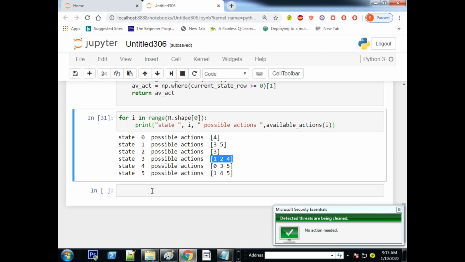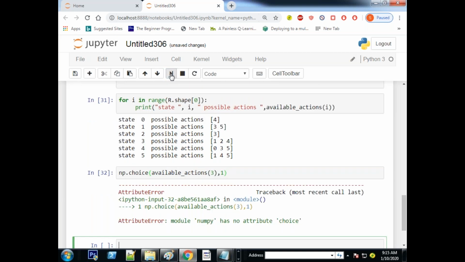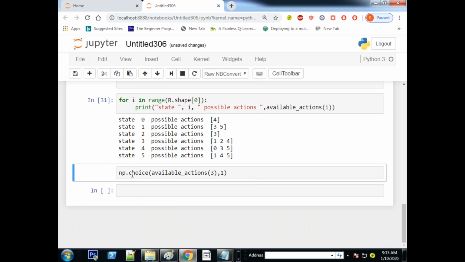So for that there is another statement. Observe this. np.choice of... What is our function name? available_actions. Let's say you are in room number 3. Got it? I'm asking for one. Check what happened. NumPy has no attribute called choice. Random dot choice.